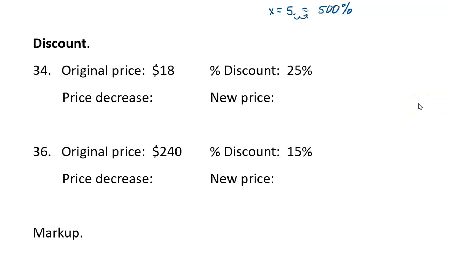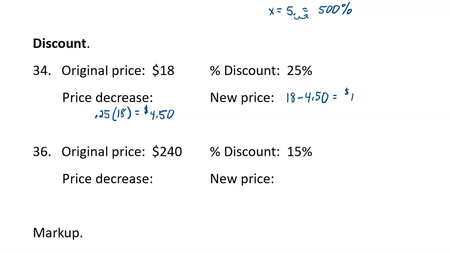Now let's do some discount problems, where items have an original price, but then that price has been decreased. So number 34, something costs $18, but it's discounted 25%. So what is the amount of the price decrease? What is 25% of 18? That's 4.5 or $4.50 since we're working with money. Now what's the new price? 18 subtract 4.50.